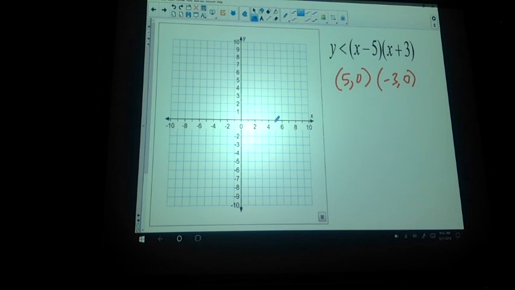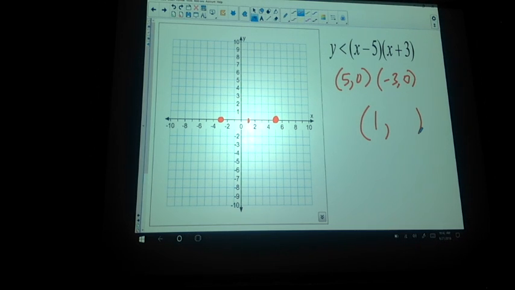Let me plot these first. Positive 1. So that's the middle. So that means my vertex is at 1, something. How do I find something? Plug it in.